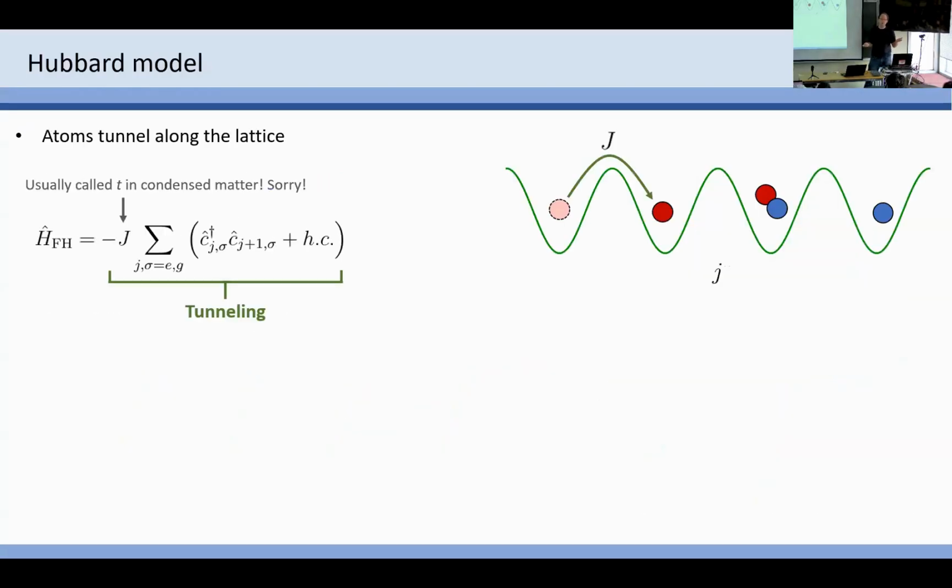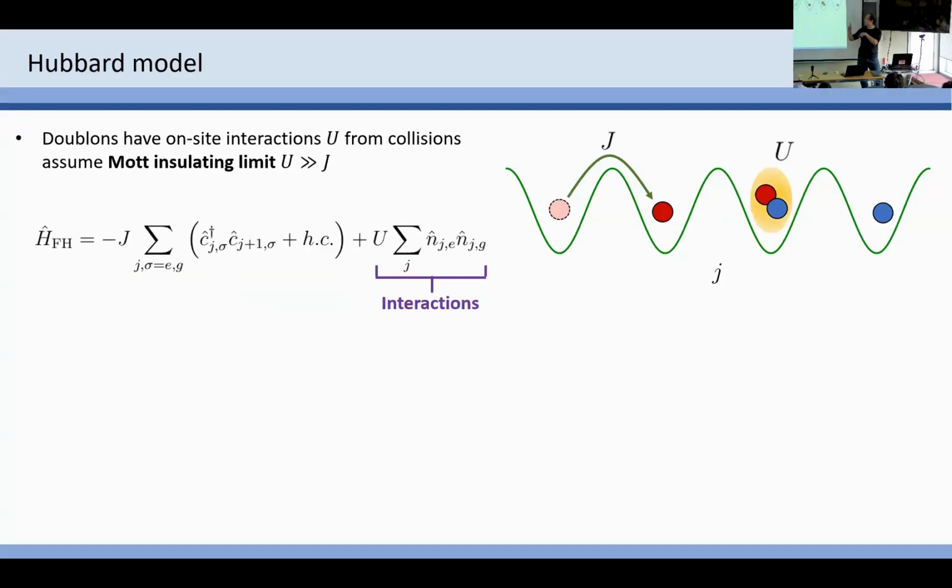Okay, so the way that we model this is a Fermi-Hubbard model, which you're familiar with, where you've got nearest-neighbor hopping of the atoms from one site to the next with some matrix element J. I apologize to any condensed matter theorists in the audience. Their tunneling is often called t. But here for us, t is time, so J is the hopping rate. Now, if I have two fermions of different flavors on the same site, they have an on-site Hubbard repulsion U. And we'll assume that that Hubbard repulsion is strong, so we're in the Mott insulating regime.